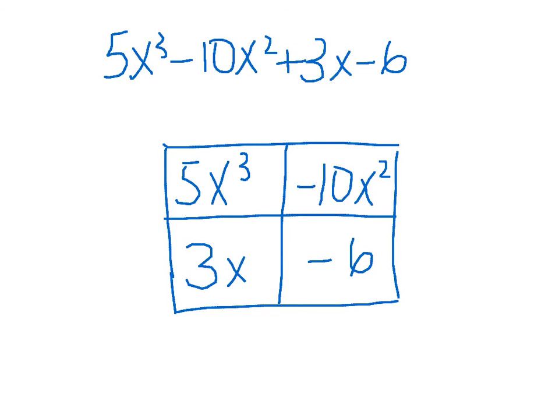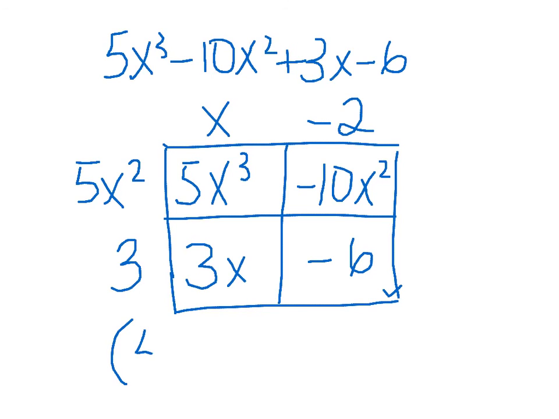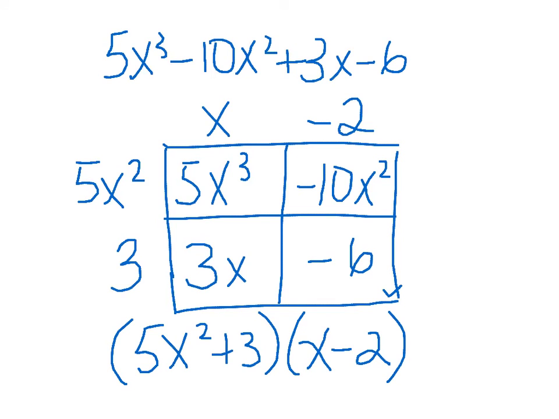And then I'm going to work on factoring. If I look at the top row, the GCF is 5x squared. If this is 5x squared, the top has to be an x, and this one has to be a negative 2. And if this is x, this has to be a 3, and if I double check, 3 times negative 2 is negative 6, so everything in the box works out. So my factored form is 5x squared plus 3 times x minus 2.